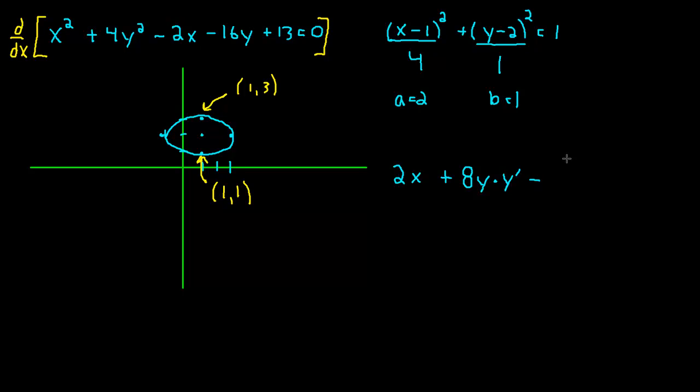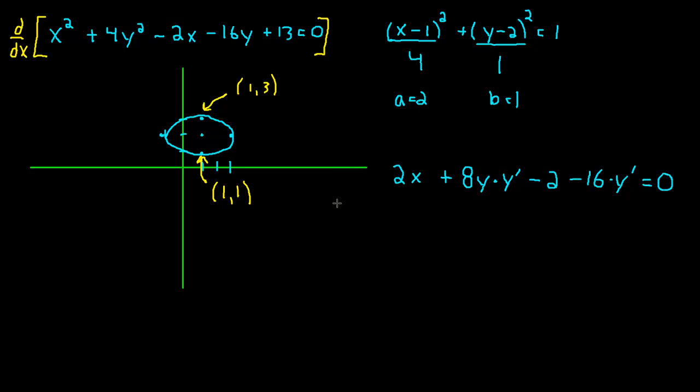Minus the derivative of negative 2x is negative 2. And be careful again because you have some more y's to deal with. So the derivative of the outside function here is negative 16 multiplied by the derivative of the inside function, which is y. The derivative of 13 is 0, and the derivative of 0 is 0. So we just say equals 0.